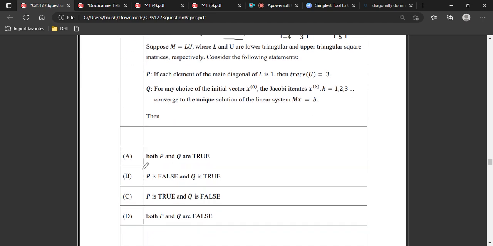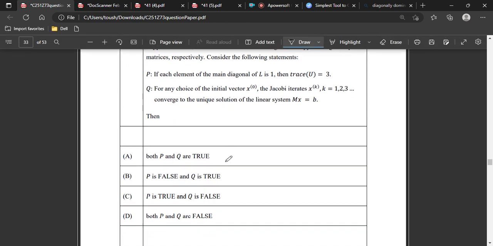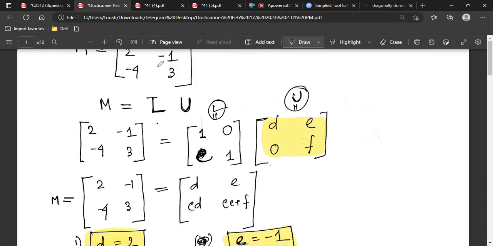See, these are the options. P is true or not, Q is true or not. Okay, so let's see first whether P is true or not. So they have said that M is equal to LU, and they have said also that L should be in this form because the main diagonal of L should be 1, right? So this is your L and this is your U.